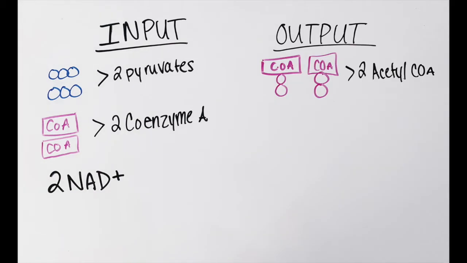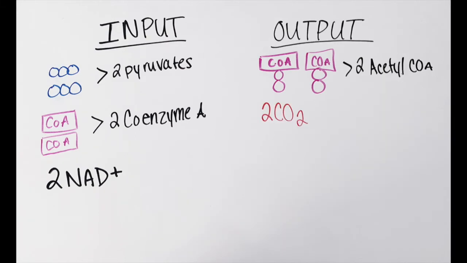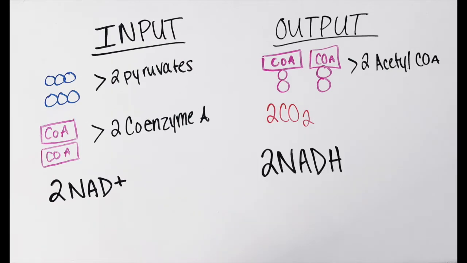We output 2 acetyl-CoA, and in addition, we output 2 CO2, which in this case, with the analogy, are the 2 family members, the carbon atoms, that had to be cleared a second time. And lastly, we output 2 full electron carrier cars, NADH.